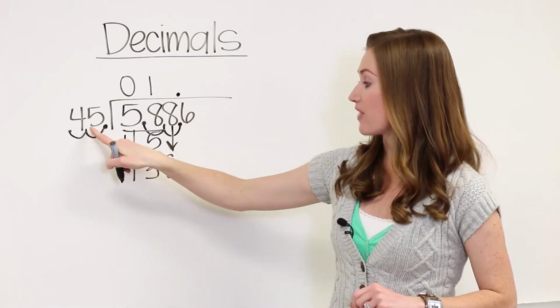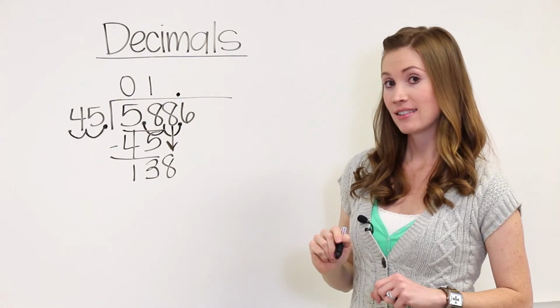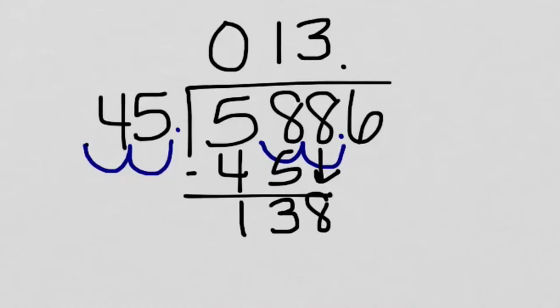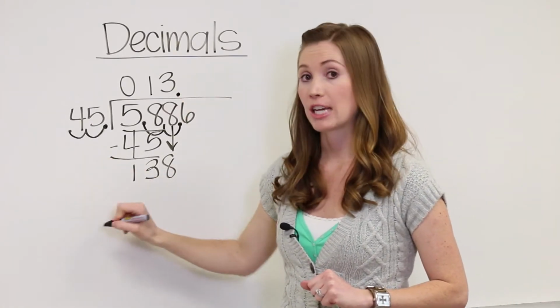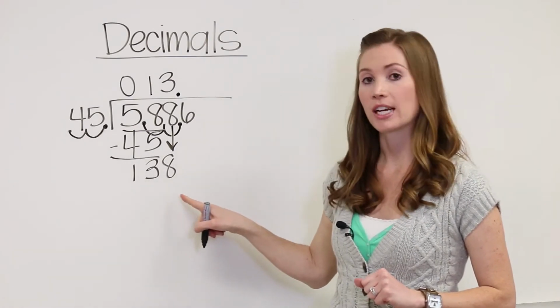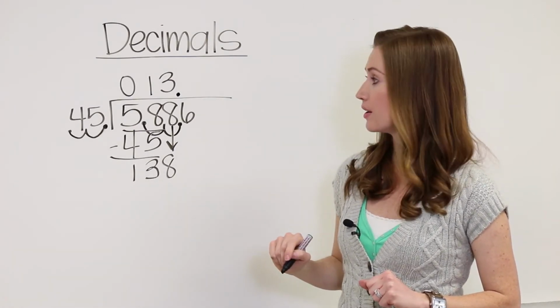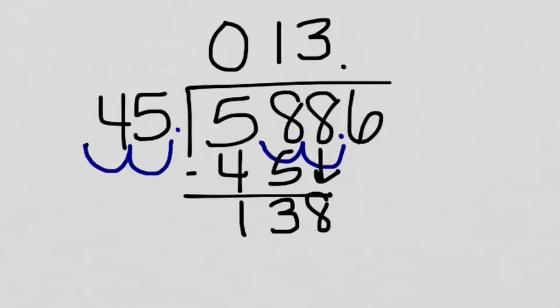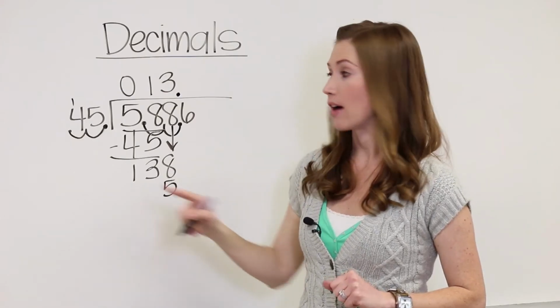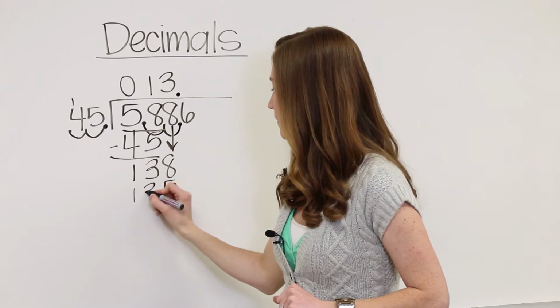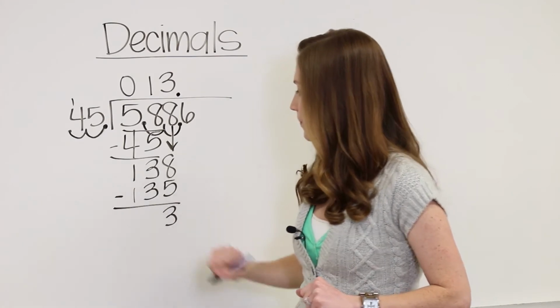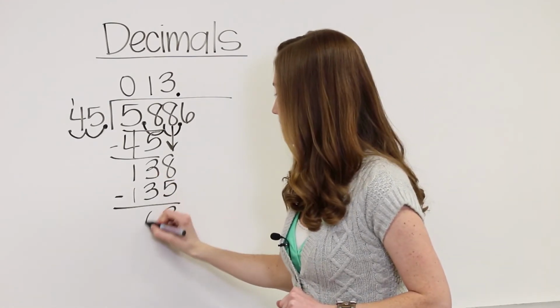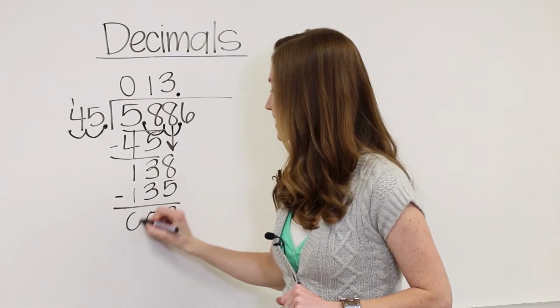How many times can 45 go into 138? 3 times. If you didn't know that 45 could go into 138 3 times, you could always try multiplication problems to the side until you came close to 138 without going over. 3 times 5 is 15. We write the 5, carry the 1. 3 times 4 is 12, plus 1 is 13. Let's subtract. 8 minus 5 is 3. 3 minus 3 is 0, and 1 minus 1 is 0.